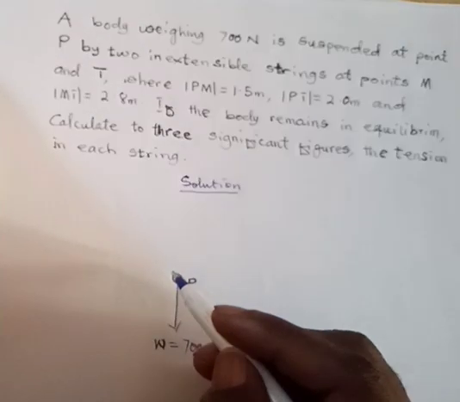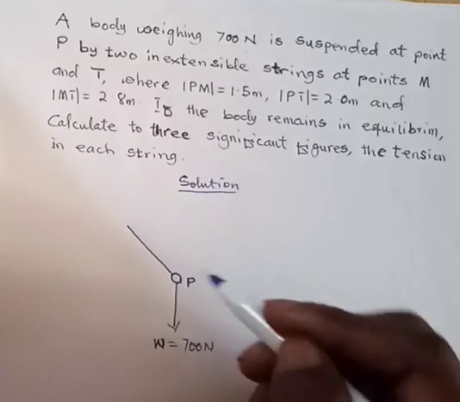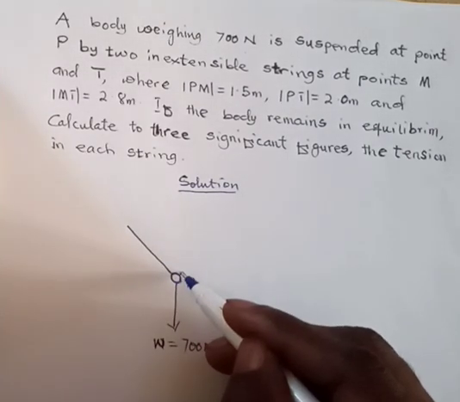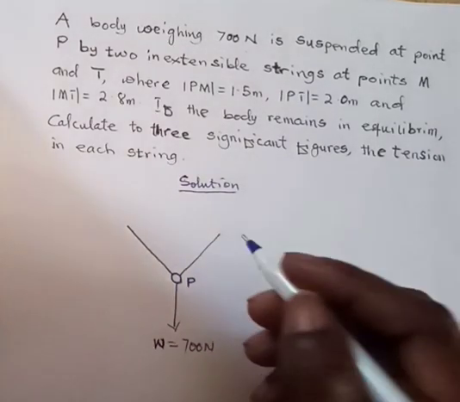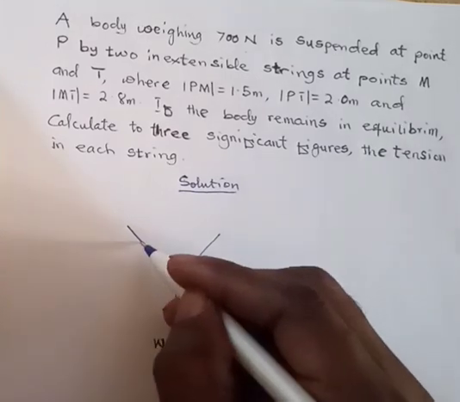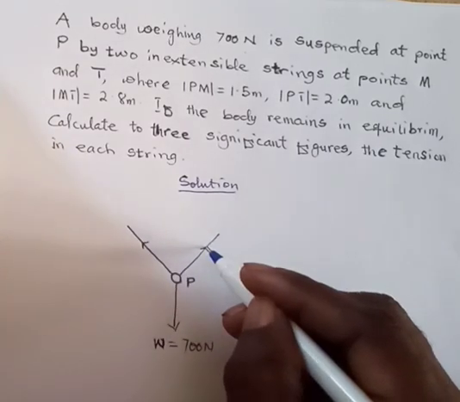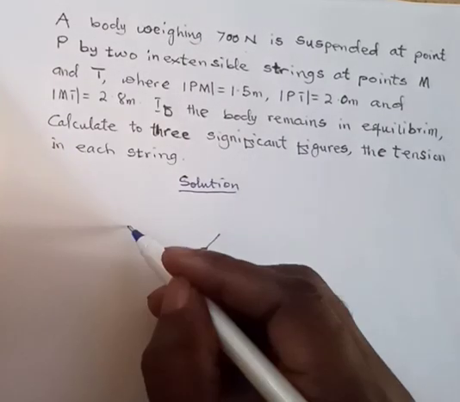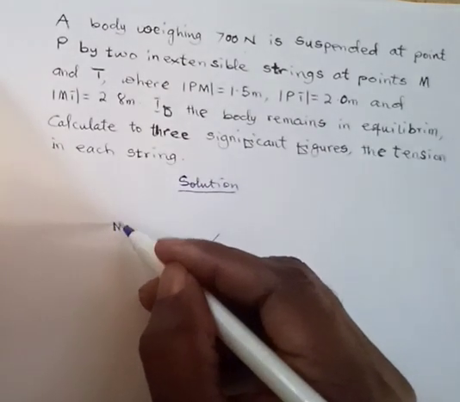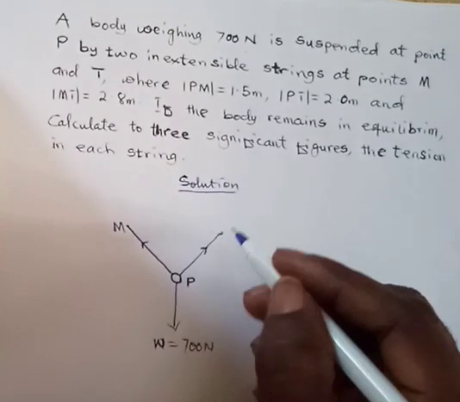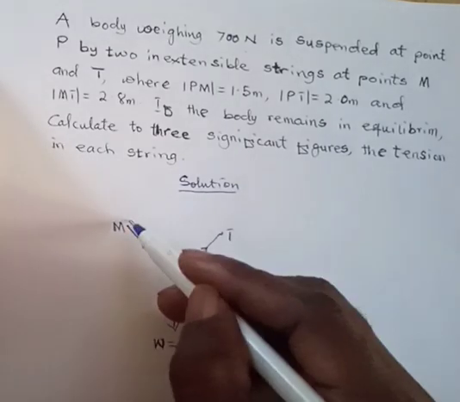Now let's also look at the strings. The string that suspends the body. So this is our string. Let's say this is the first string. Let me call this point M, and let me call this point also T.